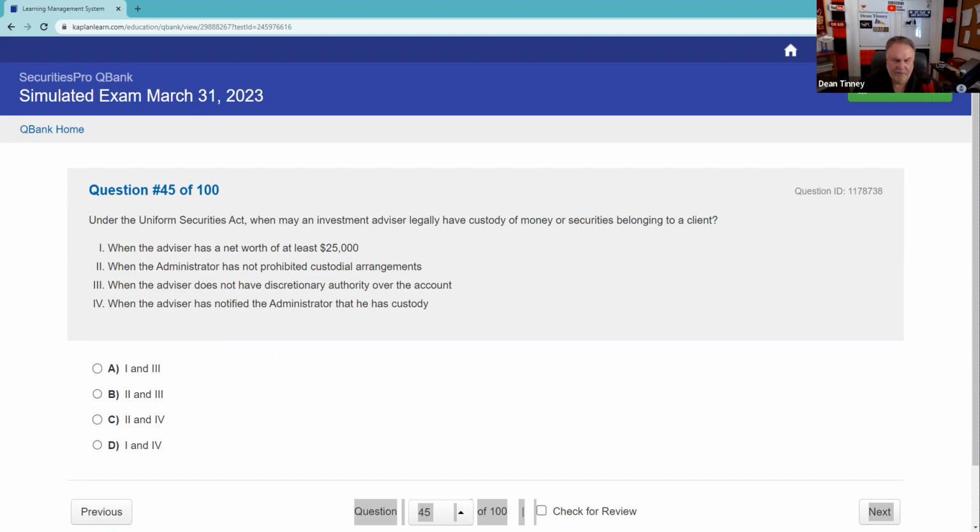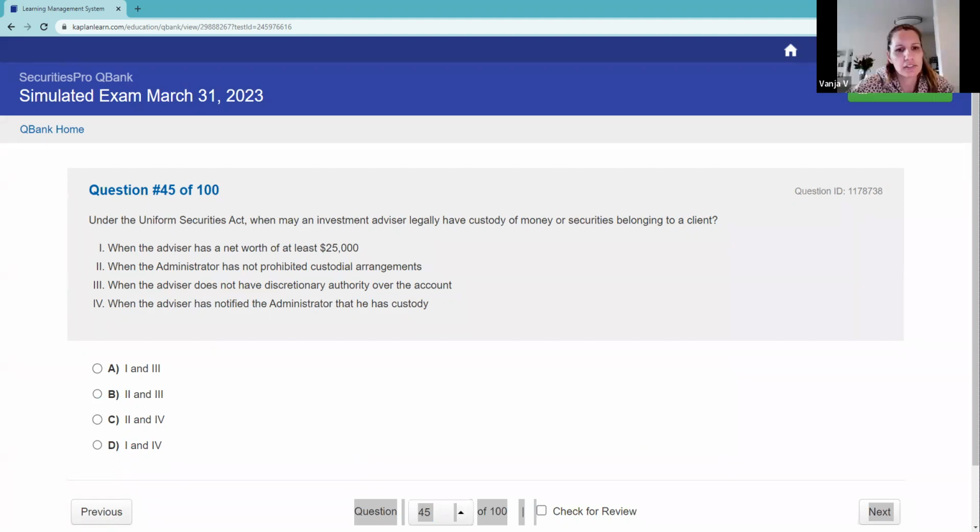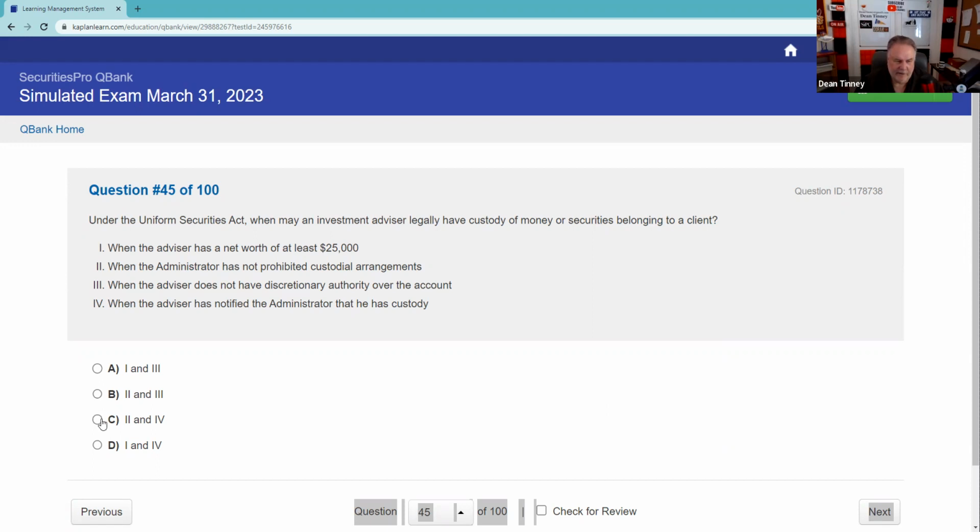Under the Uniform Securities Act, when may an investment advisor legally have custody of money and securities belonging to a customer? When the advisor has a net worth of at least 25, when the administrator has not prohibited custodial arrangements, when the advisor does not have discretionary authority over the accounts, when the advisor has notified... 2 and 4, so C. Excellent, man. That was quick and that was accurate.